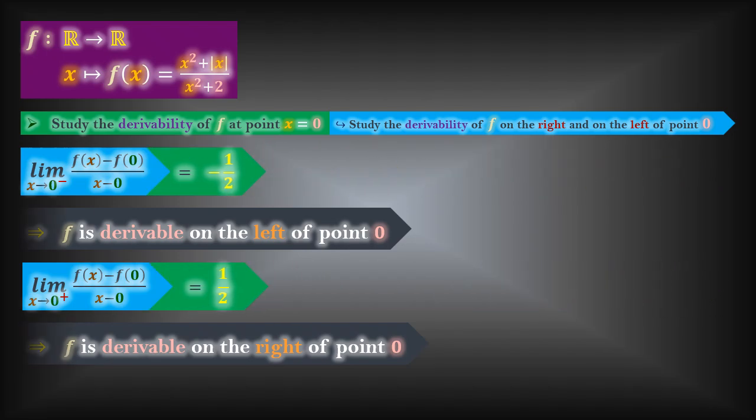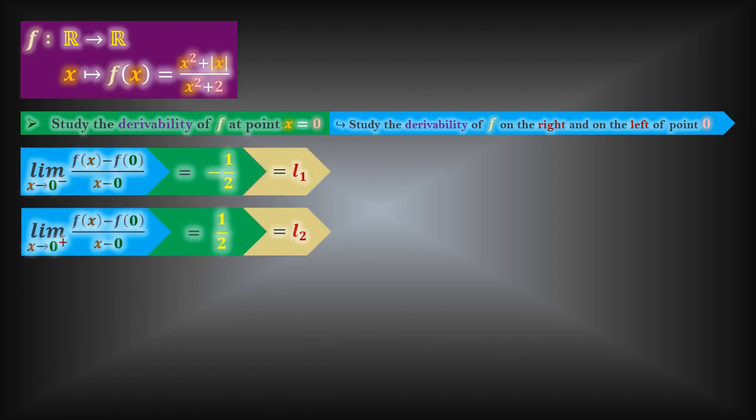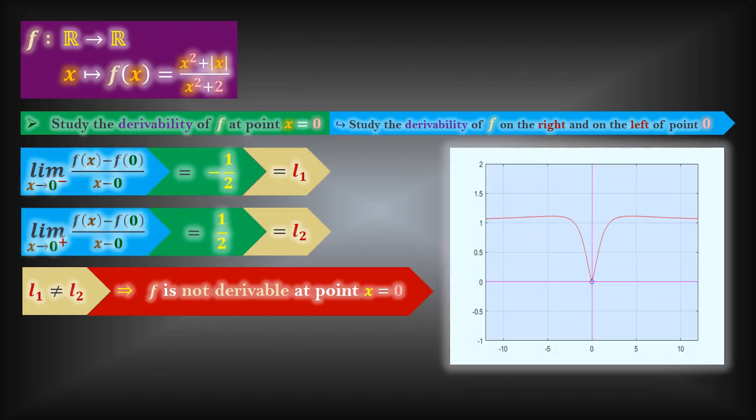Let L1 be the left derivative, and let L2 be the right derivative. Since L1 is different from L2, the function is not differentiable at 0. And here is the graph that confirms this result by showing two different tangent half-lines at 0. The left-hand derivative and the right-hand derivative are different, so the function is not differentiable at the origin.